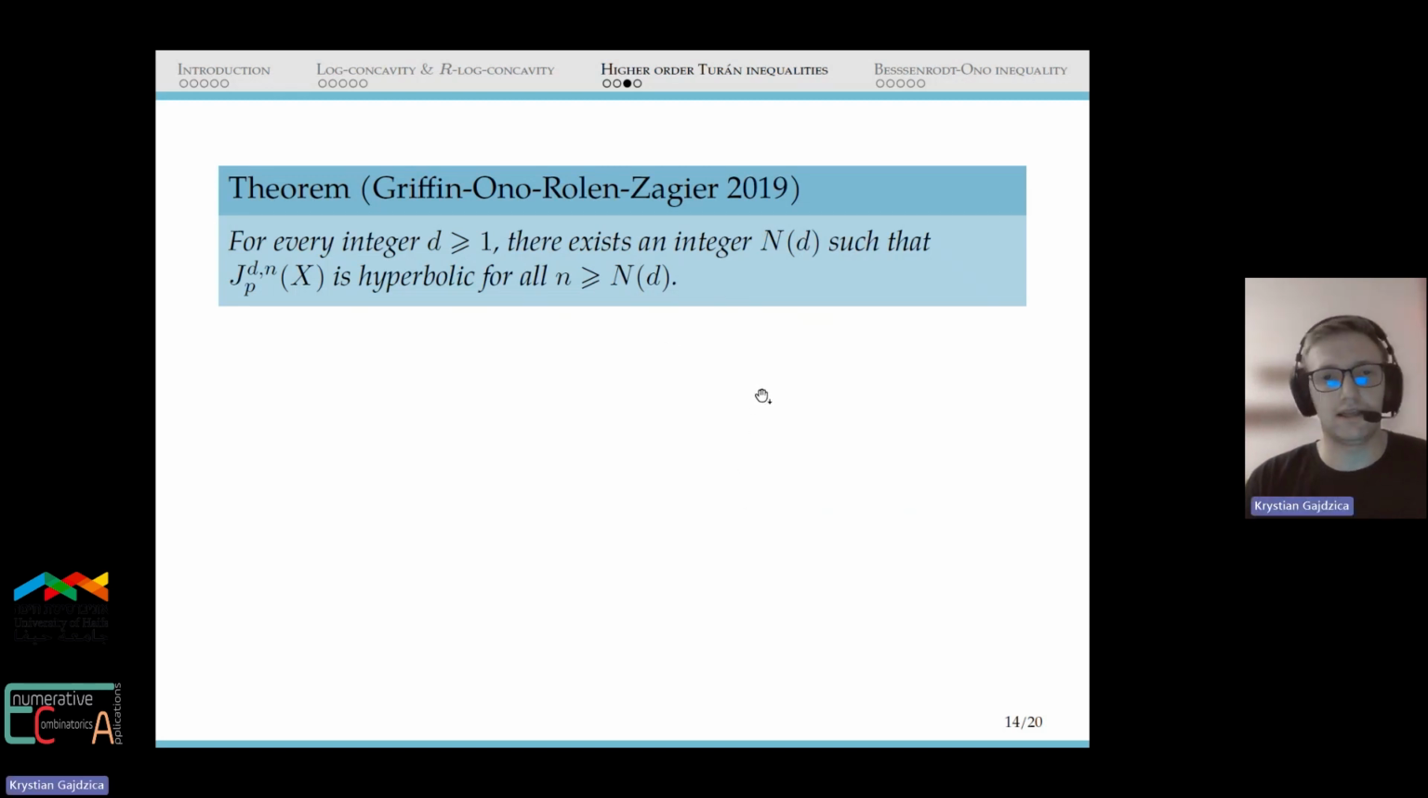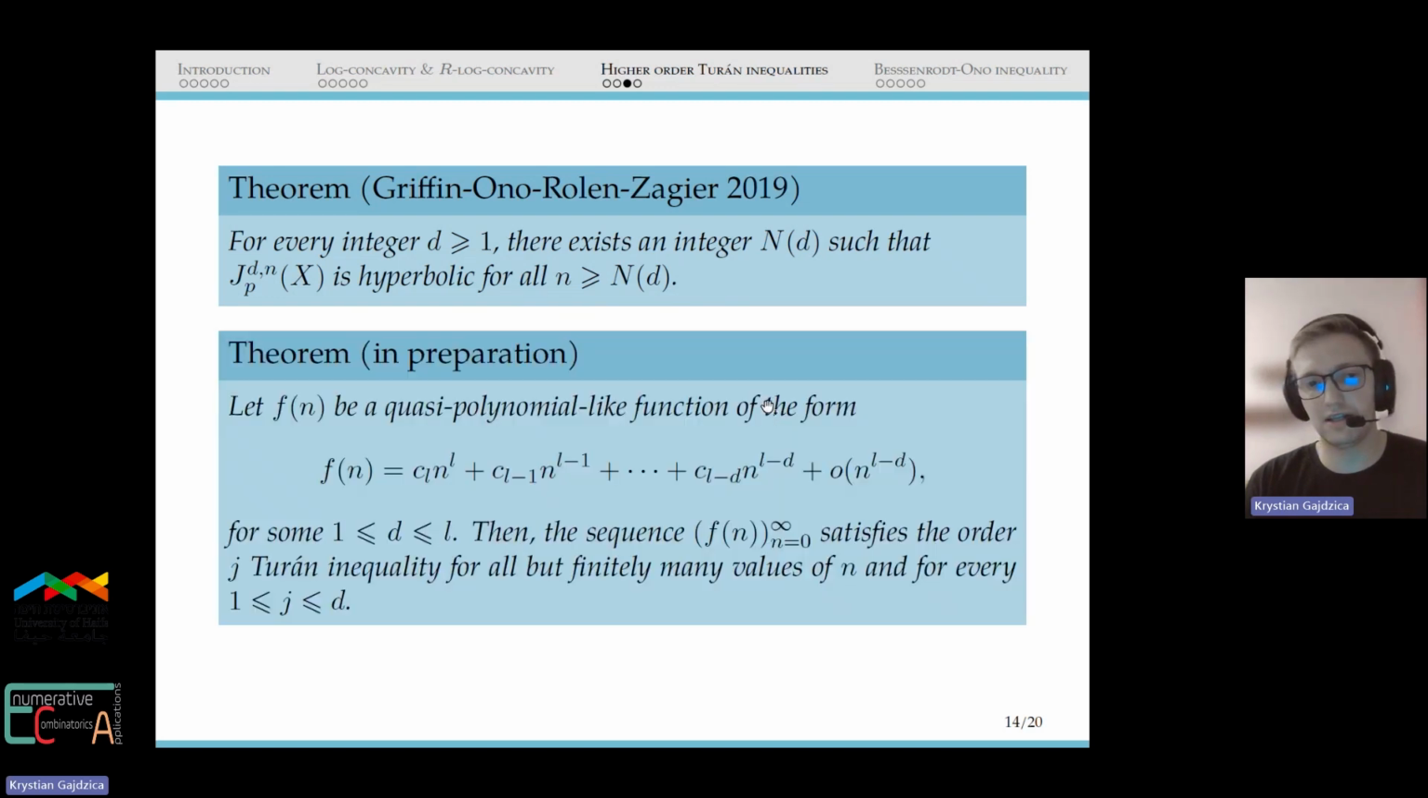What about the quasi-polynomial-like function? Well, in that case, we need to require that these coefficients c_{L-1} and c_{L-d} need to be independent of the residue class of n modulo some positive integer m. And if that is the case, we have that the sequence satisfies the order j Turán inequality for all sufficiently large values of n and every j between 1 and d.